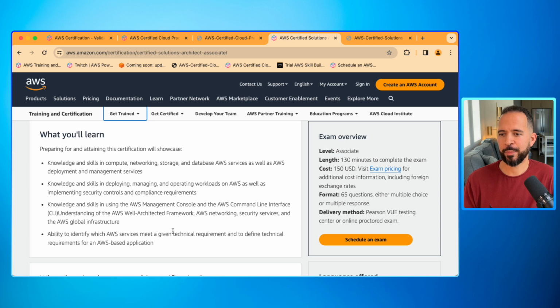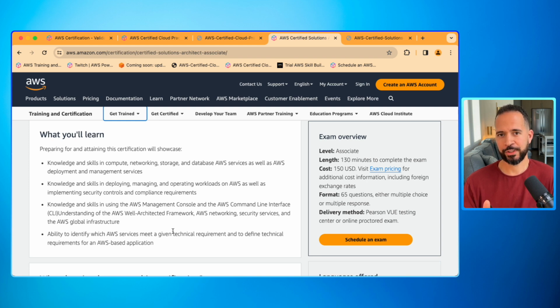You're going to need skills in deploying, managing, and operating workloads in AWS, as well as implementing security controls and compliance requirements. Knowledge and skills in using the AWS Management Console and the AWS Command Line Interface, and understanding of the AWS Well-Architected Framework. Now you're seeing a theme here. That AWS Well-Architected Framework is coming up a bunch. And if you don't know what that is, it's 6 pillars that you're going to need to focus on. That's security, cost, operational excellence, reliability, performance efficiency, and sustainability.